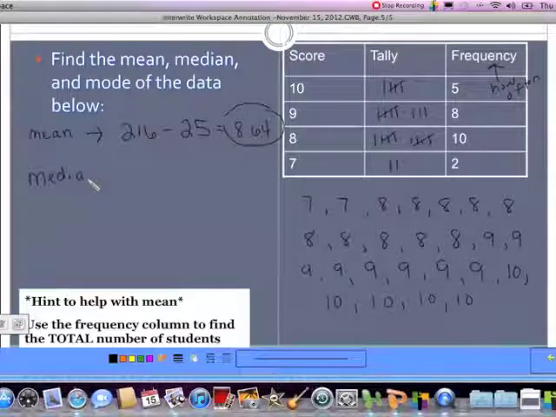Now let's find the median. Since I went ahead and wrote out all my numbers in numerical order from least to greatest, I can just start by crossing out front, back until I get to the middle. So I'm going to go ahead and do that.